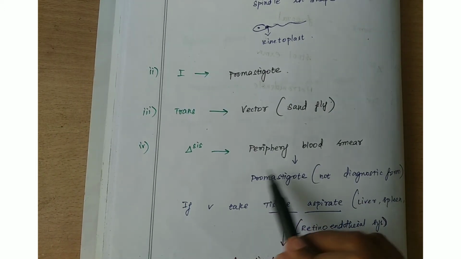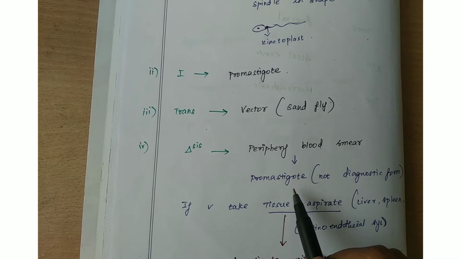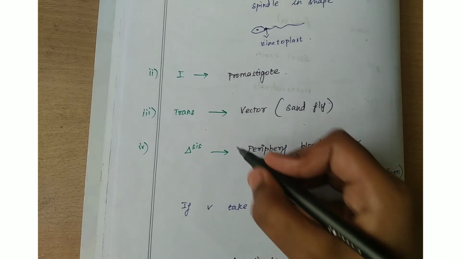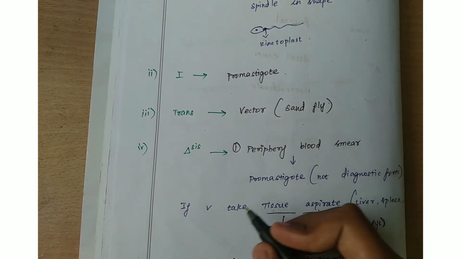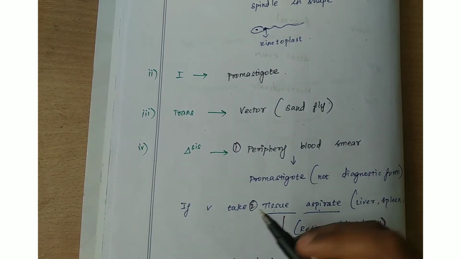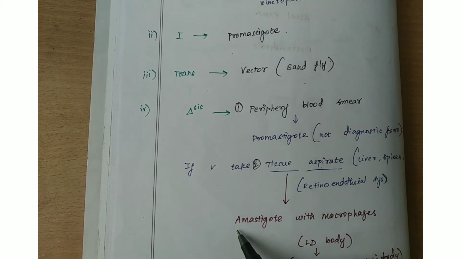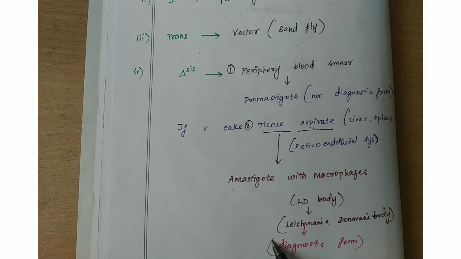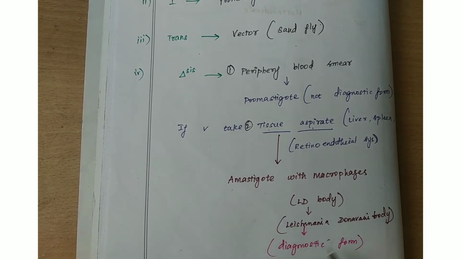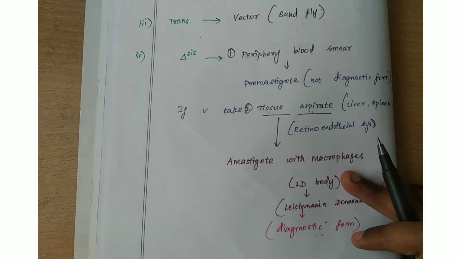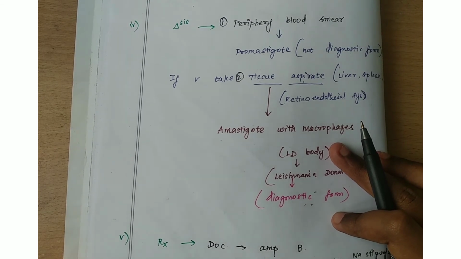In the peripheral blood smear, promastigote will be seen, but it's not the diagnostic form. For that, you have to take a tissue aspirate. First thing we have to do is a peripheral blood smear. Second, you have to do a tissue aspirate. Tissue aspirate can be taken from liver, spleen, any reticuloendothelial system. There you will see amastigote within macrophages, that is called LD bodies. LD bodies is nothing but Leishman-Donovan bodies. This can be the diagnostic form for leishmaniasis. And for this the treatment can be amphotericin B.